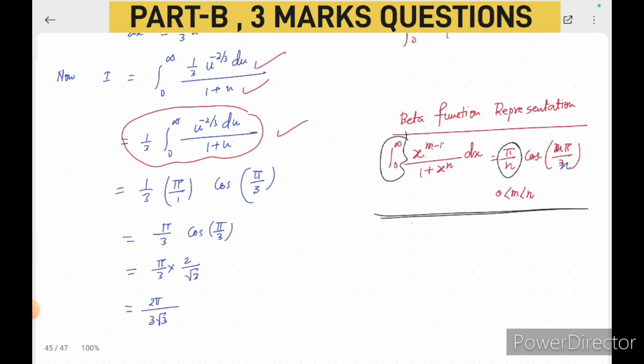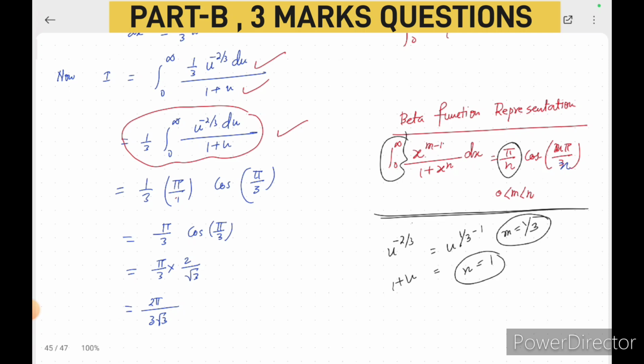Okay, so here u to the power minus 2 by 3 equals u to the power 1 upon 3 minus 1, so m is equal to 1 upon 3. And 1 plus u means n equals 1. So m equals 1 upon 3, n equals 1 from these expressions. So we just substitute the m and n values into this mathematical formula.